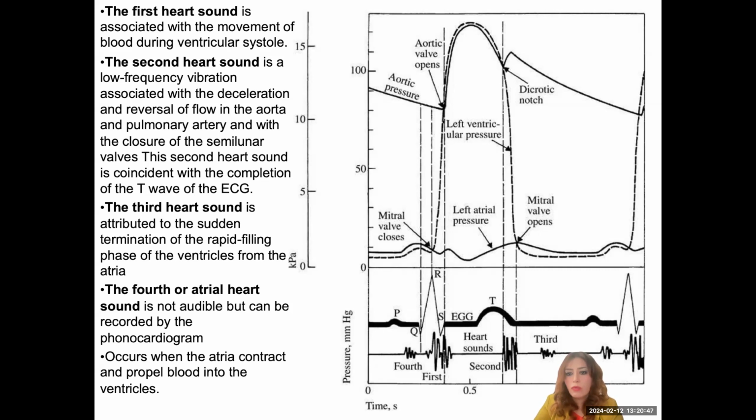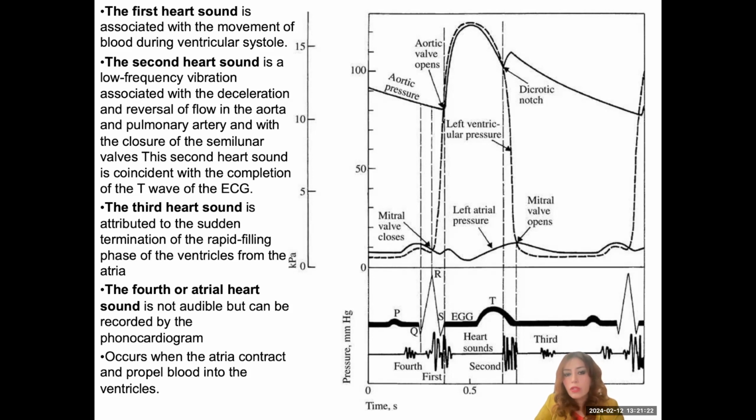First, fourth, first, second, third, again fourth. So there is a cycle like that. The first heart sound is associated with the movement of blood during ventricular systole. The second heart sound is a low frequency vibration associated with the deceleration and reversal of flow in the aorta and pulmonary artery and with the closure of the semilunar valves.